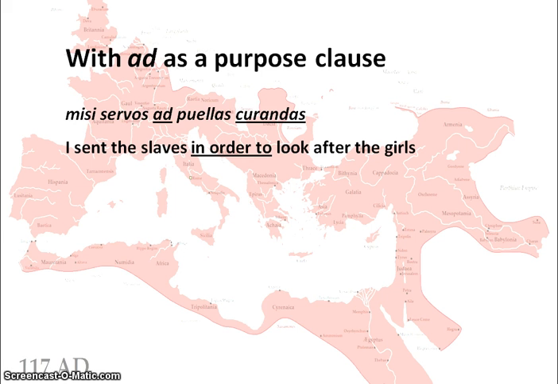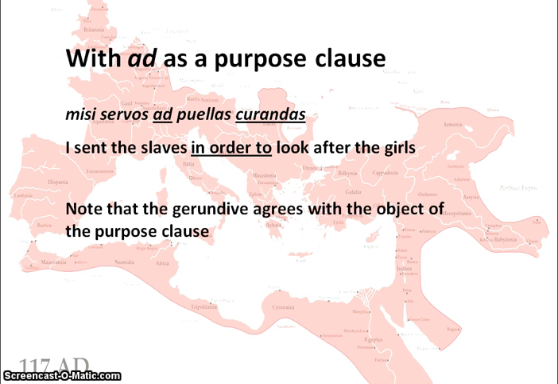Now we said that ad is followed by the accusative, hence why puellas is in the accusative. A gerundive works like an adjective and so has to agree with puellas. So the gerundive is always going to agree with the object of the purpose clause in English. So in order to look after the girls, the girls are the object, and so the gerundive is going to agree with the girls.